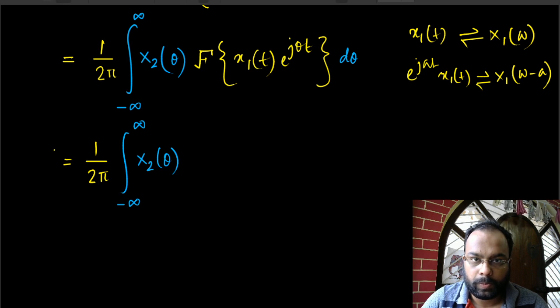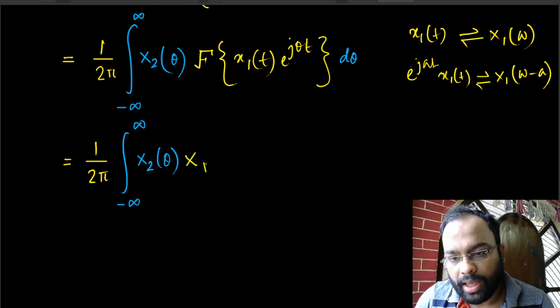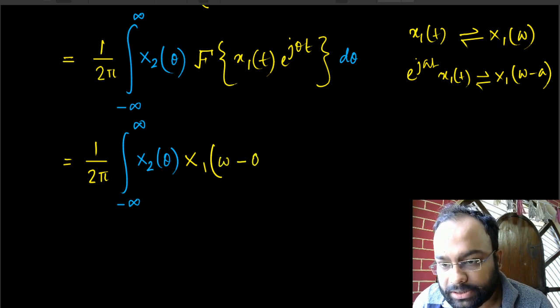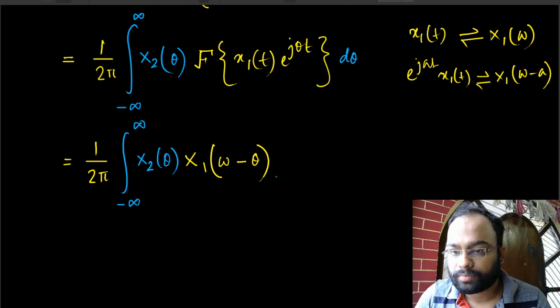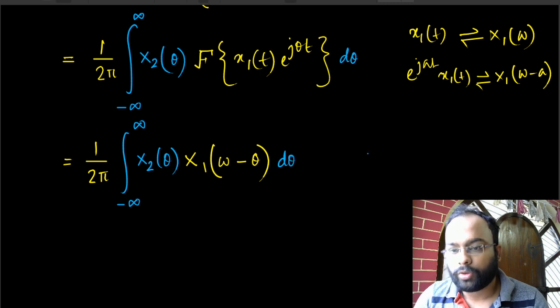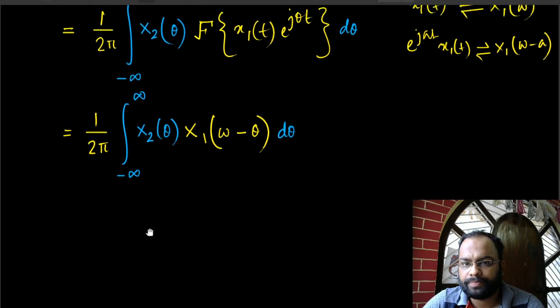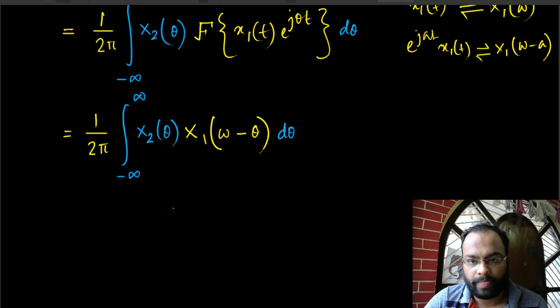All right, got that, right? So this is going to be X1(omega minus theta), using the frequency shifting property. It was, I think, property number 3. All right, you get this, right?